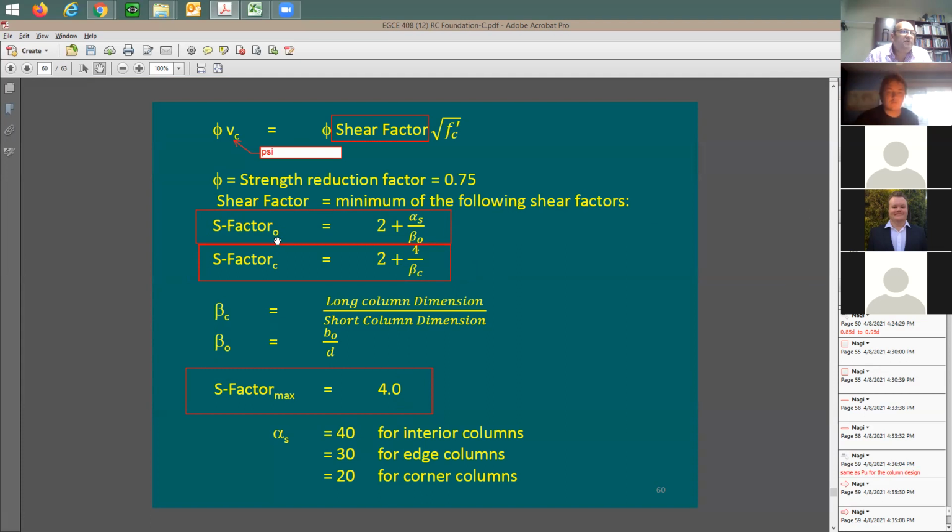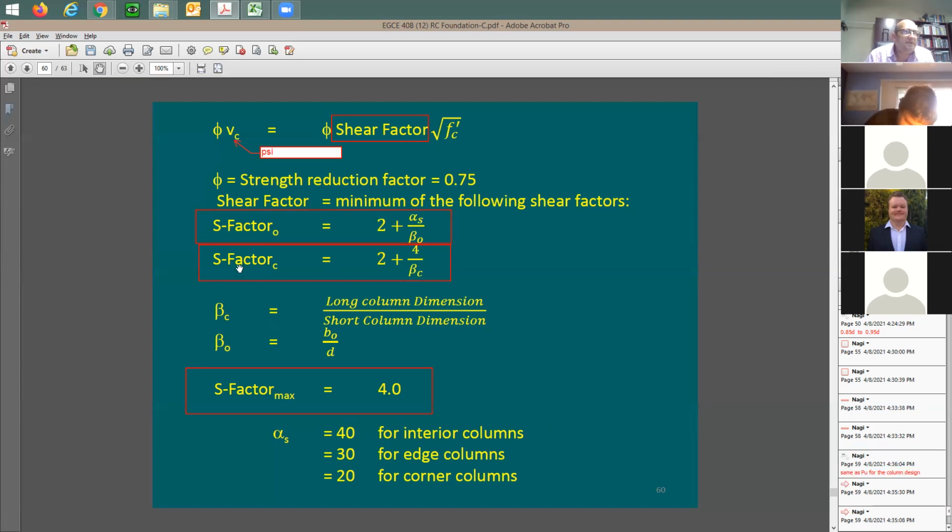It says here the shear factor sub 0 is going to be equal to 2 plus alpha s divided by beta sub 0. What is beta sub 0? It's going to be the perimeter divided by the depth. What is this alpha sub s? It says if you have an interior column, it's going to be equal to 40. If you have an edge column, it's going to be 30. If you have a corner column, it's going to be equal to 20. So I said, okay, just some factors.